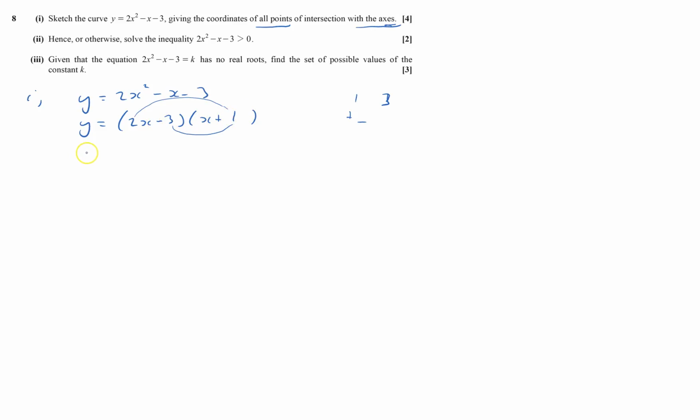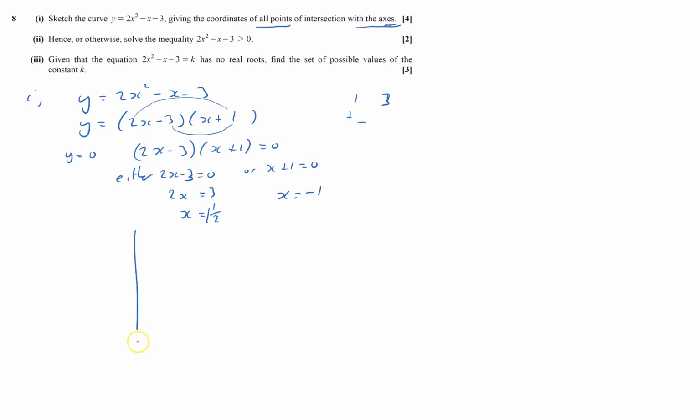So the roots, so when y equals 0, we get 2x minus 3 times x plus 1 equals 0. So either 2x minus 3 equals 0 or x plus 1 equals 0, and that'll give me 2x equals 3, or x equals 1 and a half, or x equals minus 1. So that gives me my points to start off with.